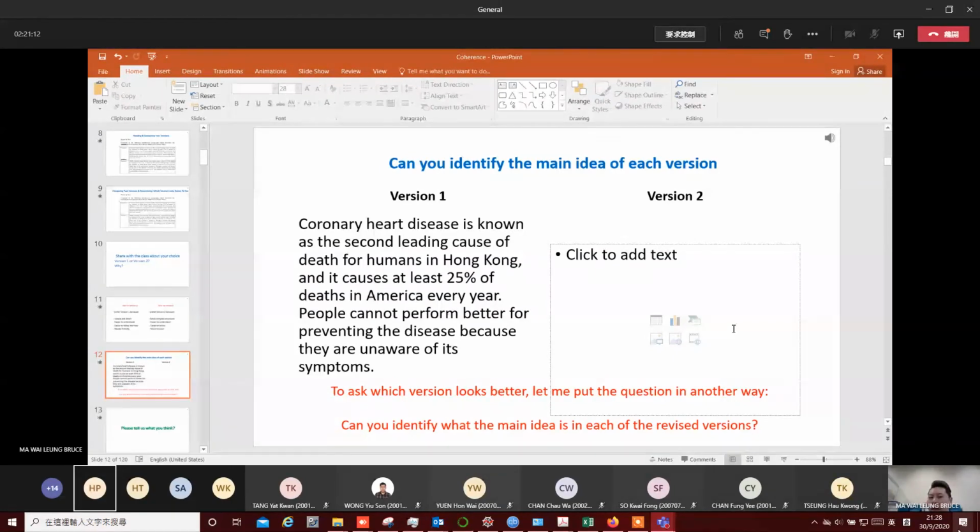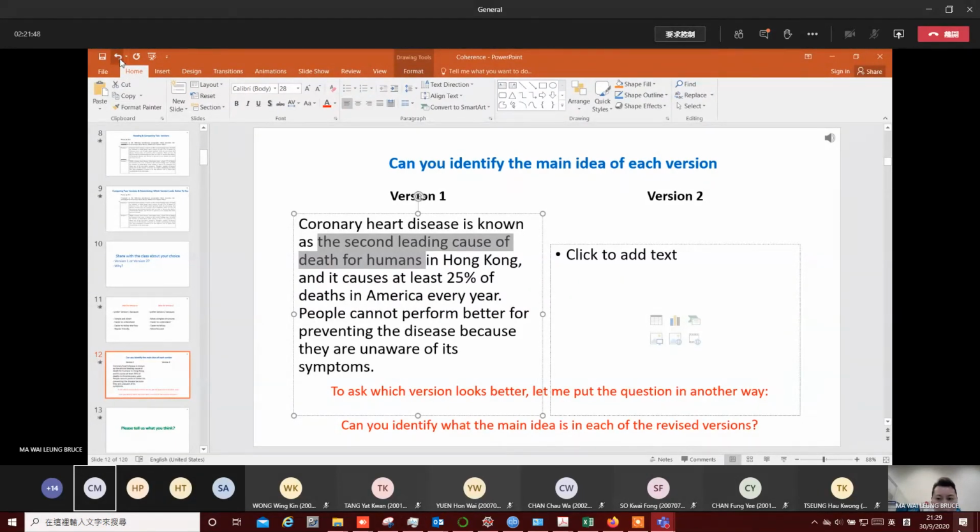I think that I have to speak a bit faster. In the past, some students said the main idea is about the seriousness of coronary heart disease. But some may say the main idea is about the prevention of disease: people cannot prevent the disease because they are unaware of symptoms. Some may say the main idea is coronary heart disease being the second cause of death. You agree? So there's no definite answer about the main idea in version 1.